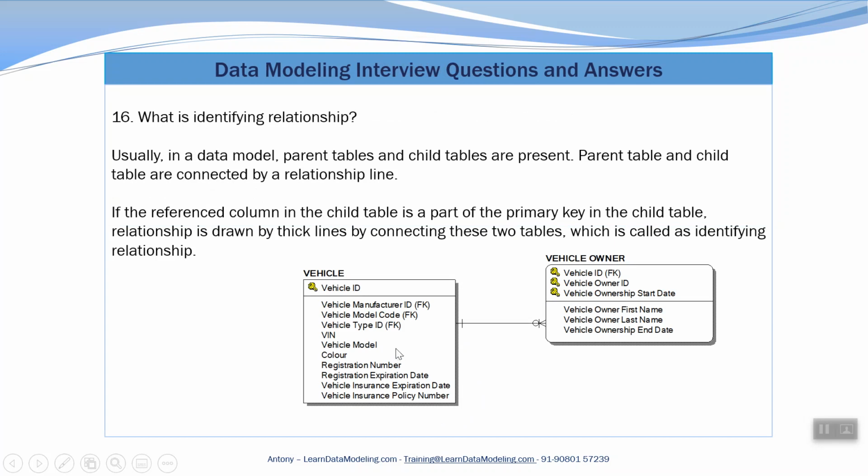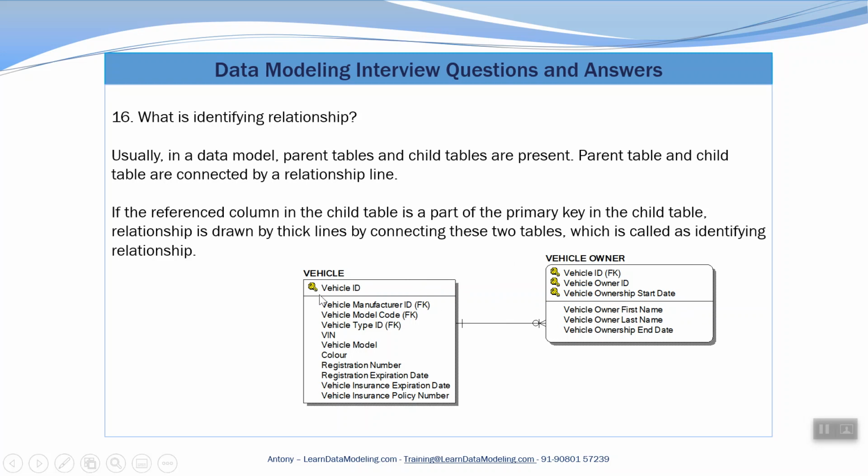In this diagram, you see two tables, vehicle and vehicle owner. In the vehicle table, vehicle ID is a primary key, and in vehicle owner, there are three primary keys: vehicle ID, vehicle owner ID, and vehicle ownership start date. These two tables are designed in the Erwin data modeling tool.